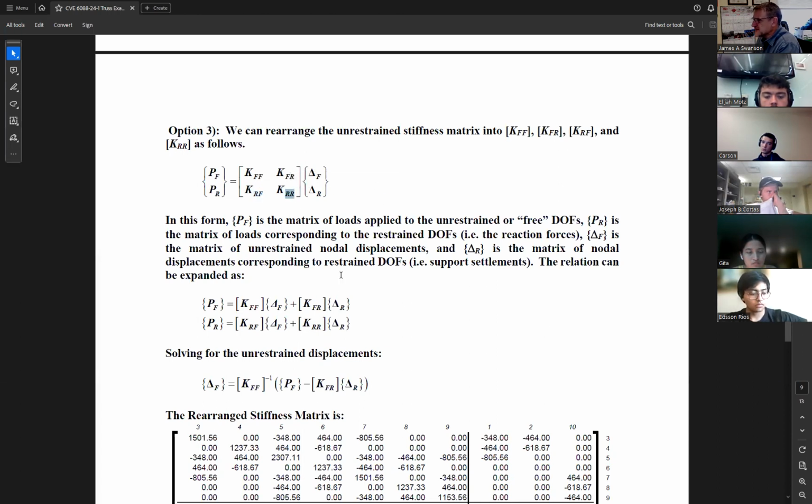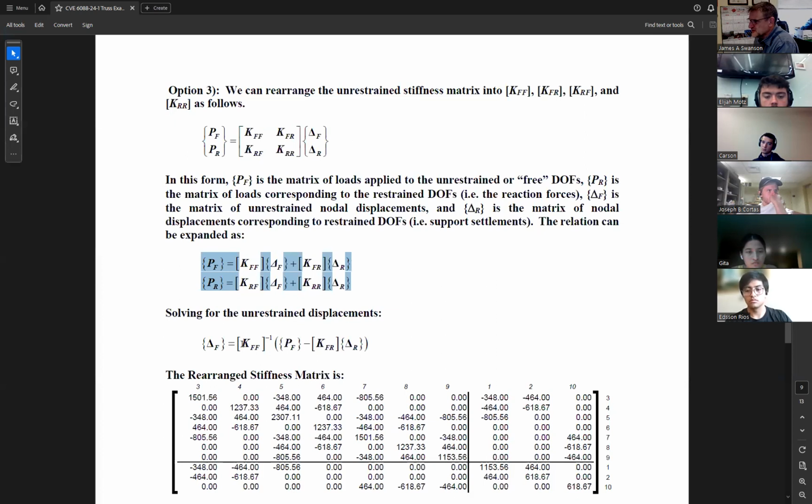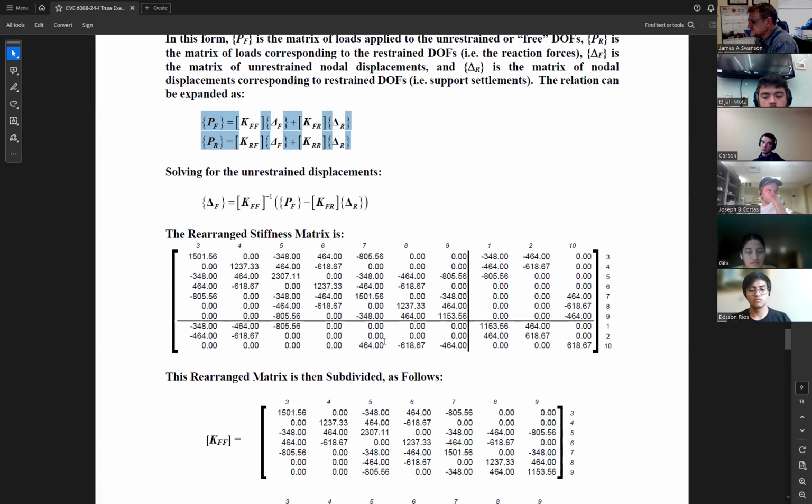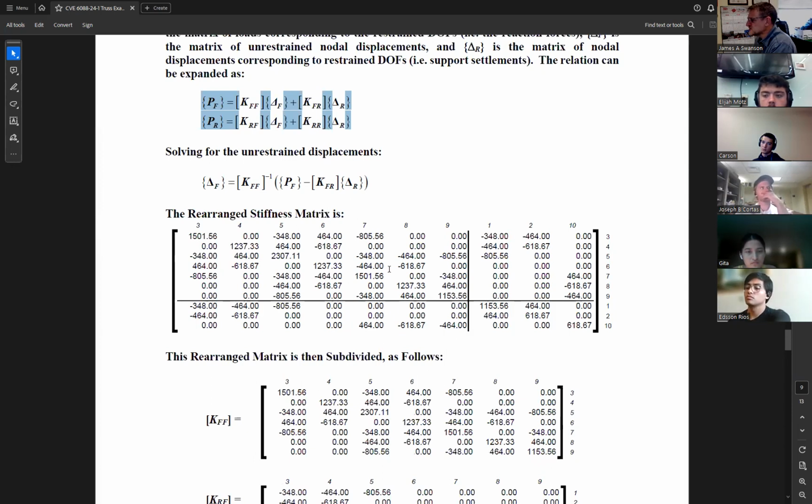Then we can expand that equation into these 2 equations here. And then we can solve for the displacements at the unrestrained degrees of freedom using this equation. What I've done is reorder the elements in the stiffness matrix, so degrees of freedom 3, 4, 5, 6, 7, 8, and 9 come first, and degrees of freedom 1, 2, and 10 come last. That's because degrees of freedom 1, 2, and 10 are the restrained degrees of freedom.